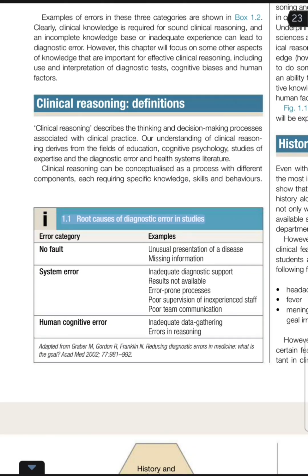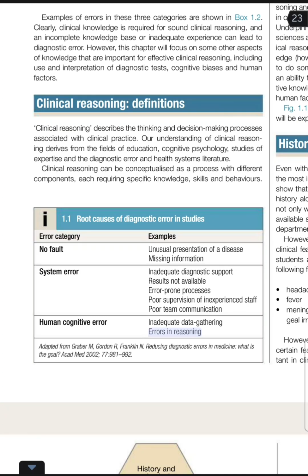1.1 Root causes of diagnostic error in studies. Error category examples. No fault: unusual presentation of a disease. Missing information. System error: inadequate diagnostic support, results not available, error-prone processes, poor supervision of inexperienced staff, poor team communication. Human cognitive error: inadequate data gathering.